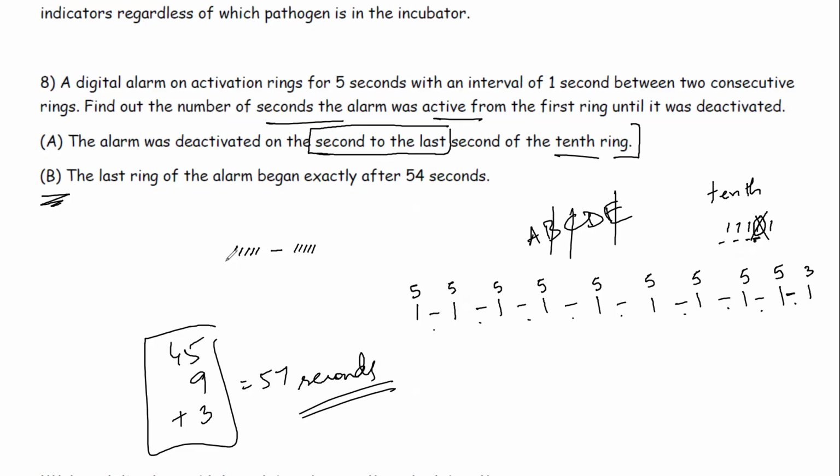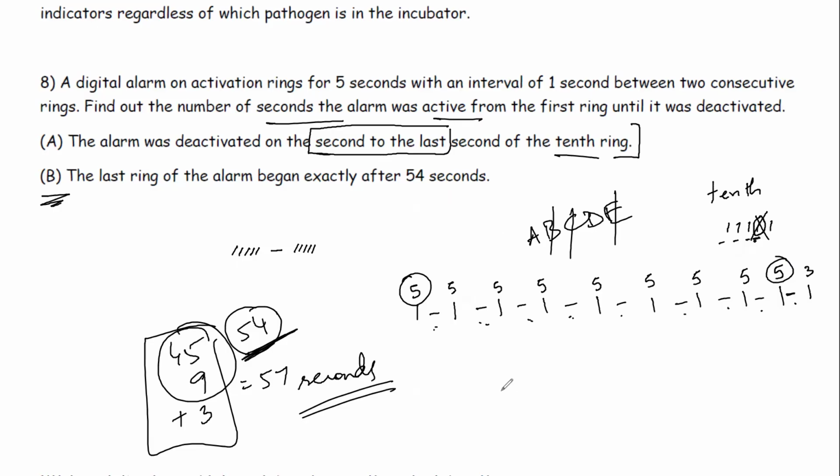So we'll get the wrong answer, right? Even if we assume that the last ring is when it was deactivated, we don't know whether it's a 10th ring or whatever the case may be. But if we assume that the last ring of the alarm began exactly after 54 seconds, right? So even if it began after 54 seconds, numerically it would be correct because till here we have 45, 9 fives are 45, correct? Yeah. And we have this 9 seconds interval. So 45 and 9 is 54. So the last ring began after 54 seconds, but we don't know when it was deactivated.